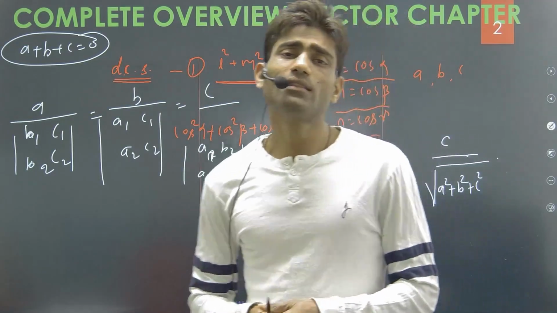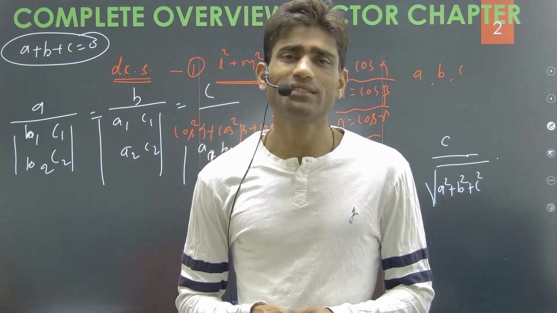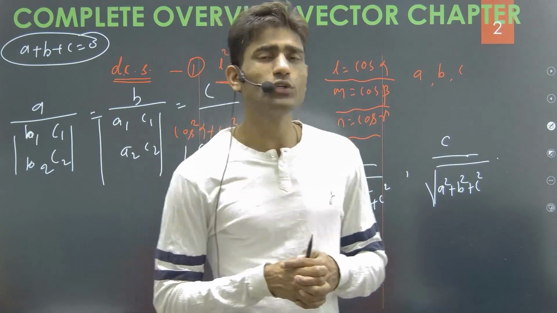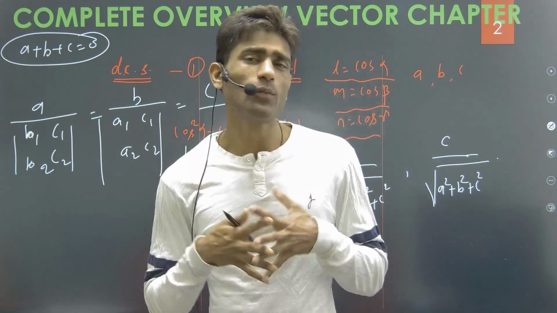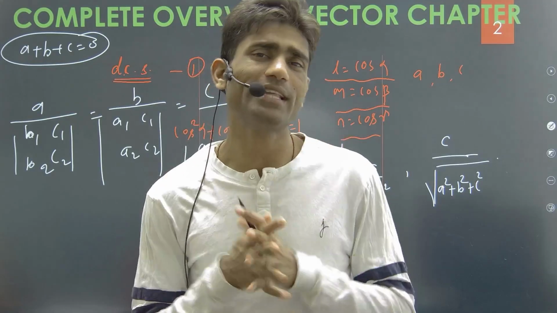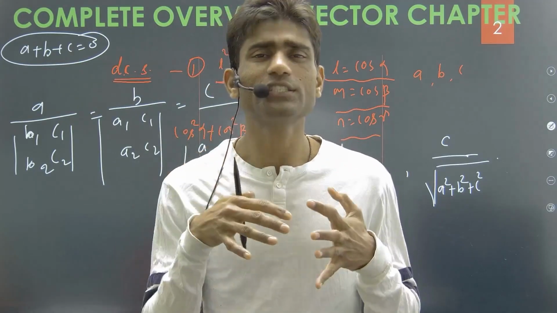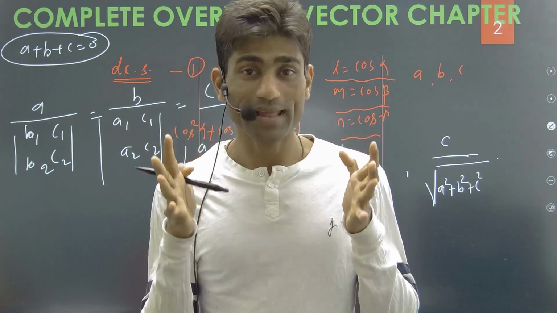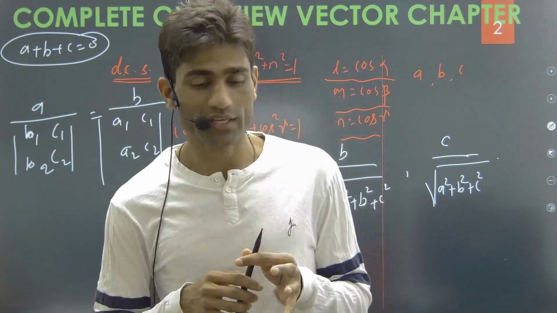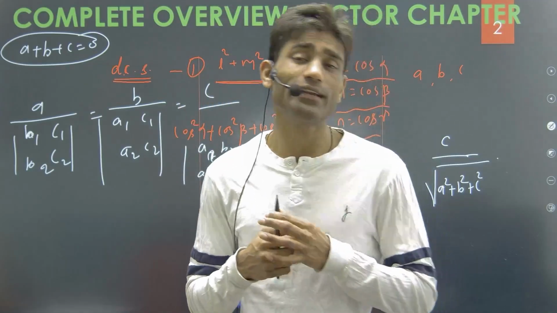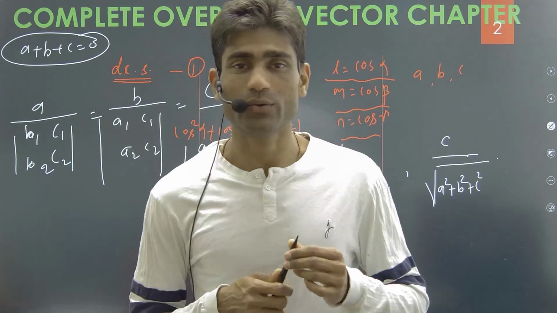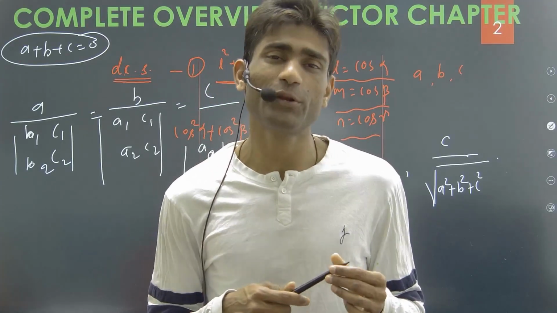Again an important result is the section formula, for internal division and external division. The section formula for internal division says that when we have a line segment AB and we divide it internally at a point in the ratio m to n, the section formula for internal division is (m a bar plus n b bar) upon (m plus n).